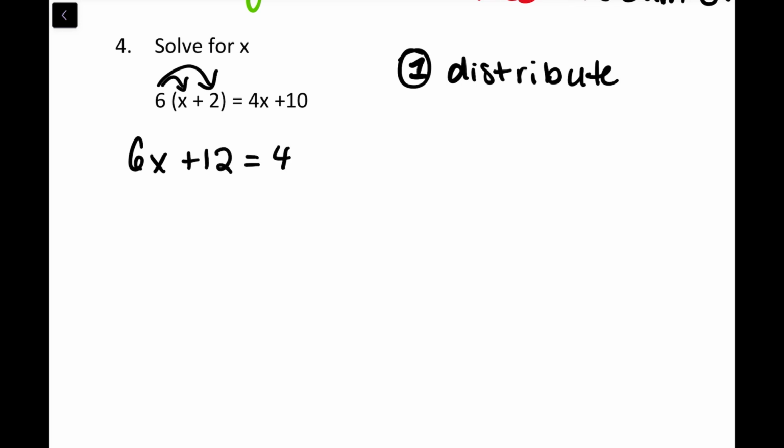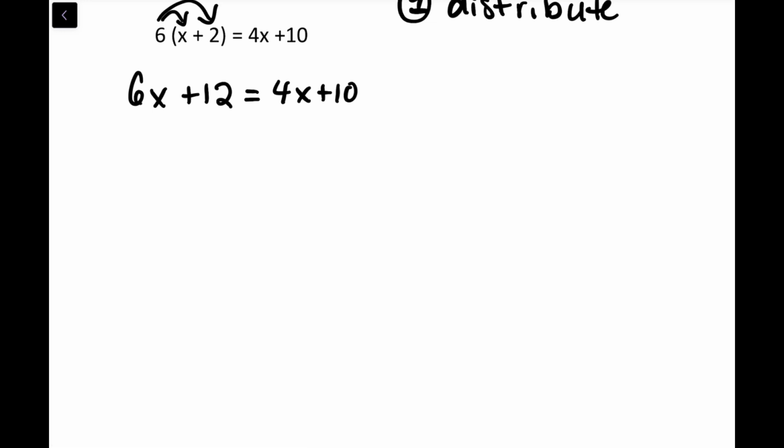And I'm just going to leave my left side alone. So now I want to end up with x on one side and numbers on the other side until I have a two-step equation. So I'm going to start by just subtracting 12 from both sides.